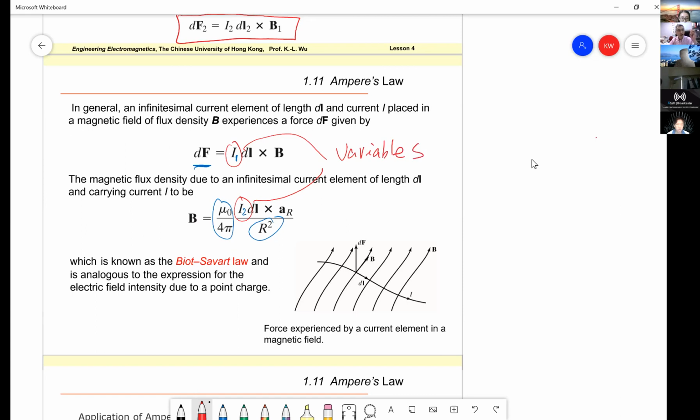Or you can fix I1 and change I2, or fix I2 and change I1, right? You don't have to change I2, right? But if you change I2, that will be interesting, okay? Then maybe you will see different applications you can find.